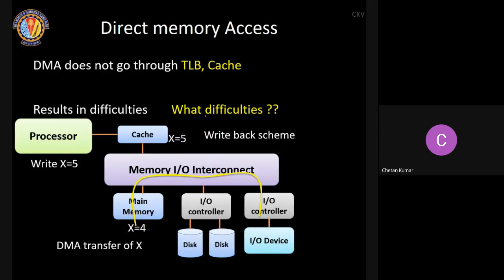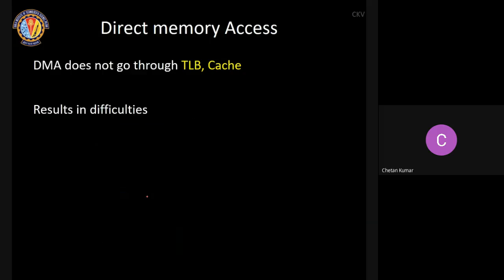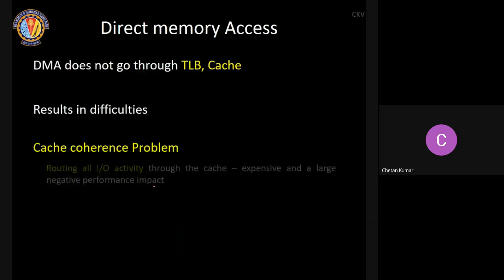Okay, you understand the problem, right? It is only updated in the cache and it's not updated in the main memory. And at that time, if there is a transfer with the help of DMA, DMA might initiate transfer between main memory and IO controller. In that, cache will not be involved. So it will create a problem. There are some ways to resolve the problem. It's called the cache coherence problem.